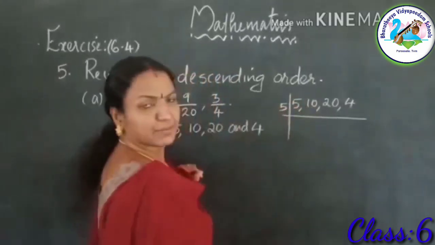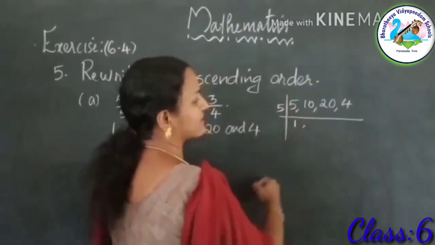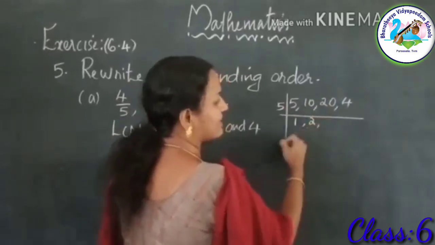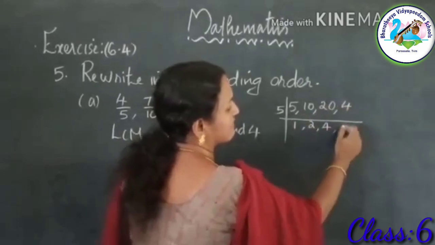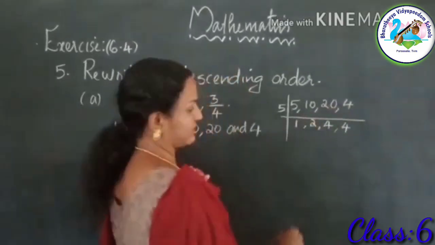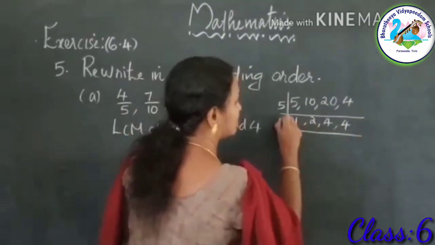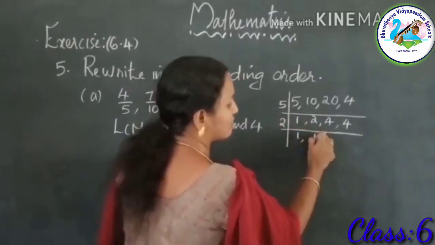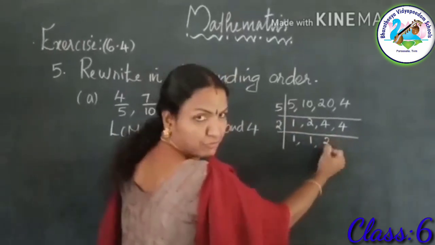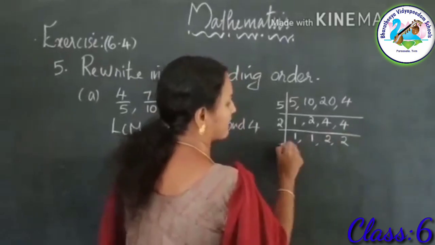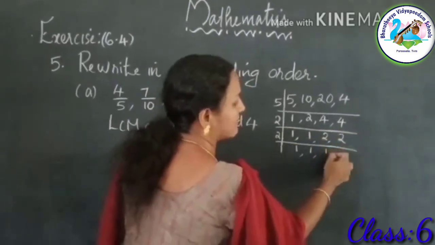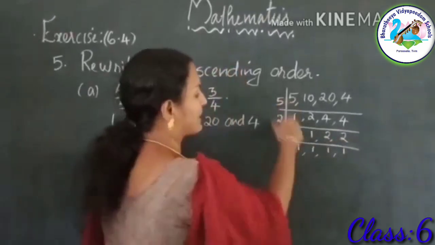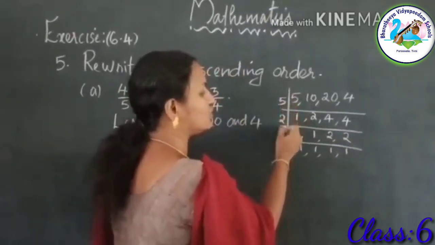Start with 5. 1 5 is 5, 2 5s are 10, 4 5s are 20. 4 is not divisible by 5, so write the same number 4. Again 2: 1 2 is 2, 2 2s are 4. Again 2: 1, 1, here 1 2 is 1. So multiply 5 into 2 into 2.